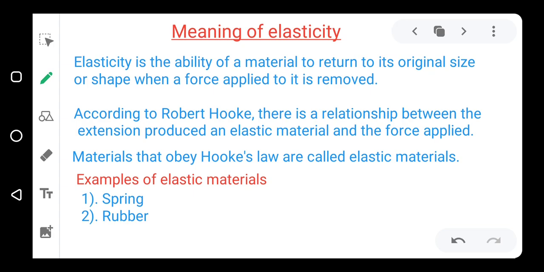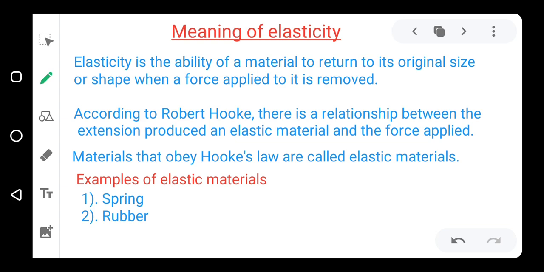There is a scientist called Robert Hooke that first gave us the relationship that exists between the increase in length and the force applied to an elastic material. So he's the person that first stated what we call today Hooke's law. And Hooke's law says that the force applied to an elastic material is directly proportional to the extension produced.